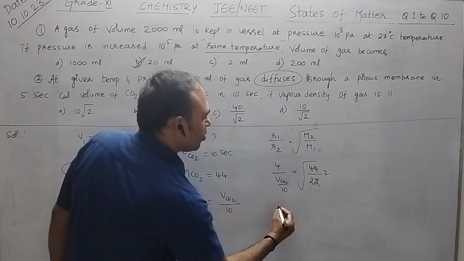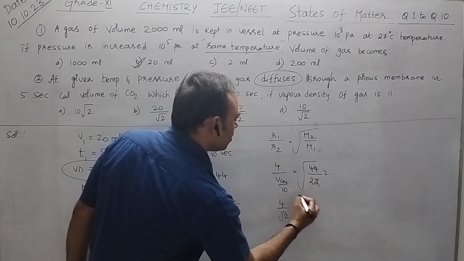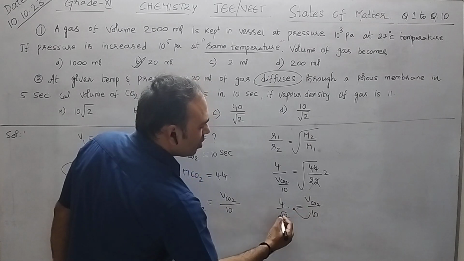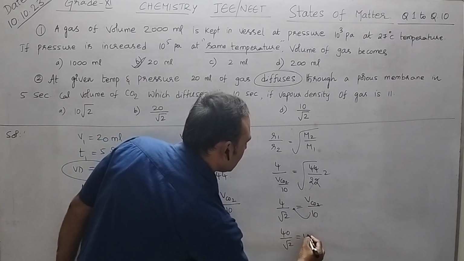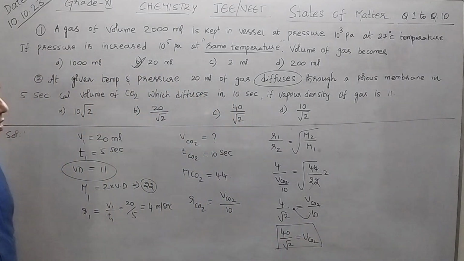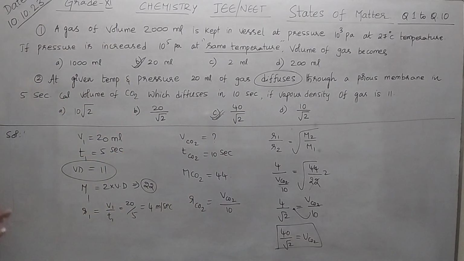Send this to other side. What we get? 4 by root 2 is equal to volume of CO2 by 10. Now what we get? 4 into 10, nothing but 40. 40 by root 2 is equal to volume of CO2. Hope you have understood this. So 40 by root 2, this is your answer. Copy the solutions and we'll move to question number 3.